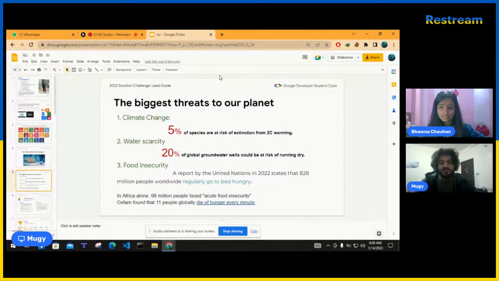Number two is water scarcity. 20% of global groundwater wells could be at risk of running dry. Just think about it for a moment. Number three, food insecurity. A report by the United Nations in 2022 states that 828 million people worldwide regularly go to bed hungry. In Africa alone, 98 million people face acute food insecurity. If you don't know what acute food insecurity is, let me explain in simple words: food insecurity simply means death or starvation.